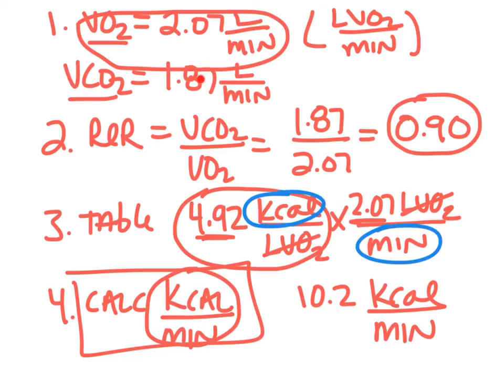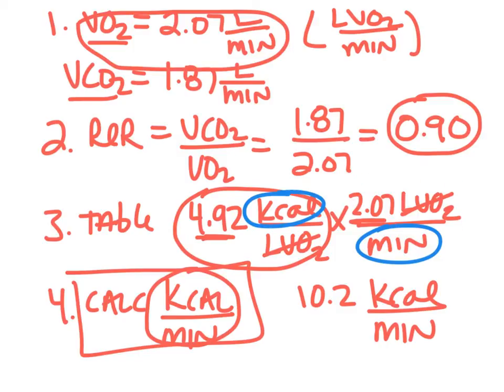I will give you these numbers, okay, and these had to come from indirect calorimetry from the laboratory. And then you need to know what to do next. Okay, you need to determine the caloric equivalent, and that comes from a table. But before you can use the table, you need to determine RER. So you need to calculate RER, so you should know how to do that. Then you use the table to determine the caloric equivalent. Then all you do is multiply the caloric equivalent times VO2.